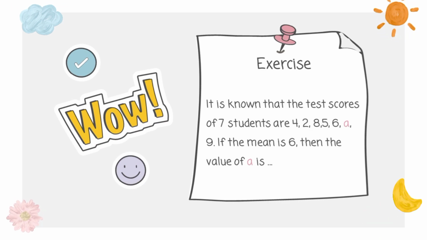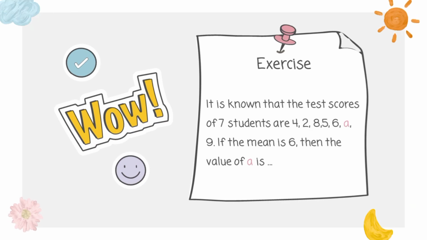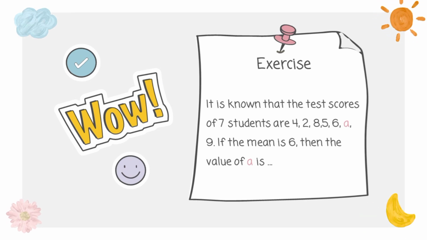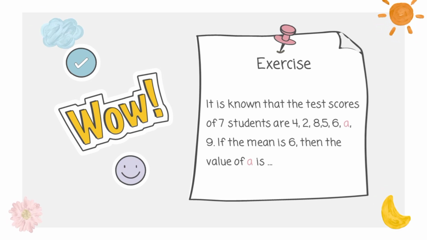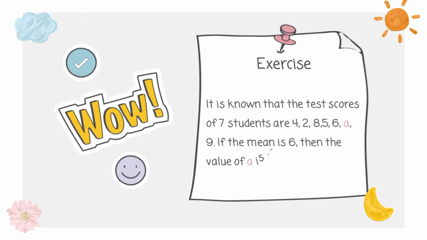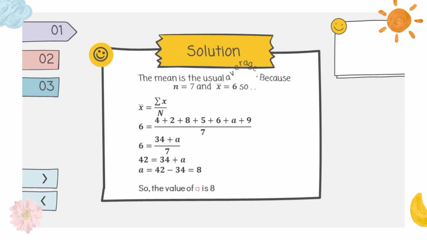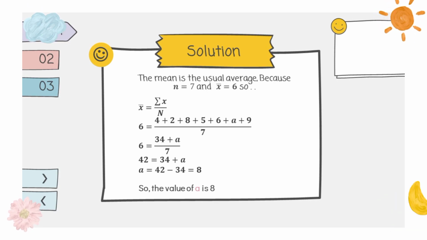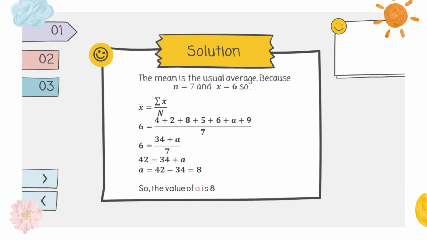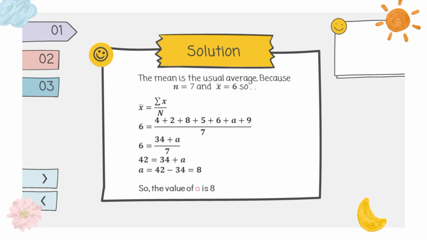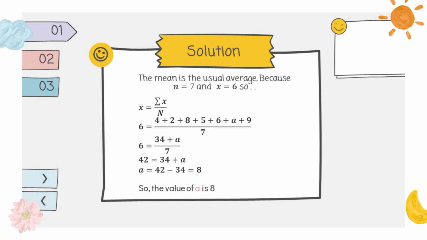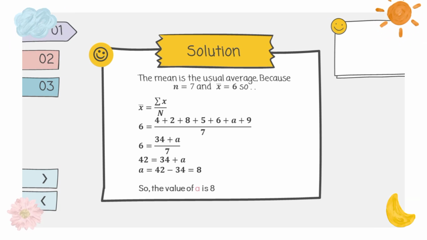And then the exercise again. It is known that the test scores of 7 students are 4, 2, 8, 5, 6, 8, and 9. If the mean is 6, then what is the value of A? So, the solution is: the mean is the usual average because n is 7 and the mean is 6, so the mean is the sum of all data divided by n. So we go to substitutions. n is 7 and the mean is 6. So we got A is 8. So the value of A is 8.